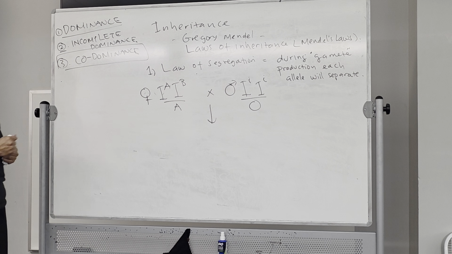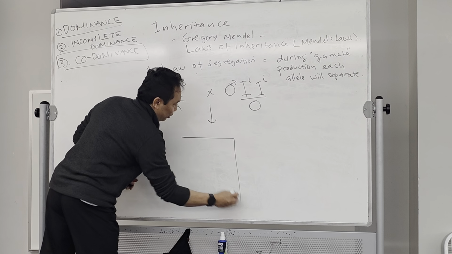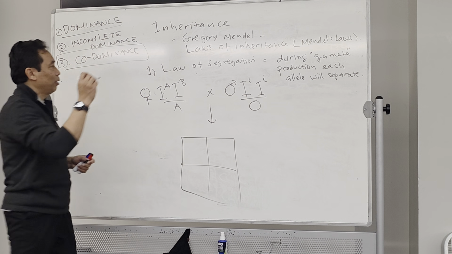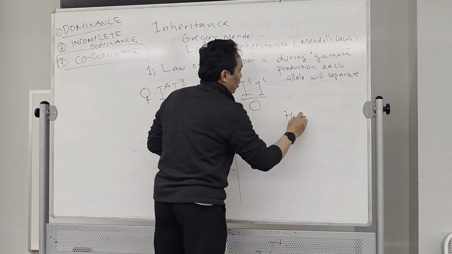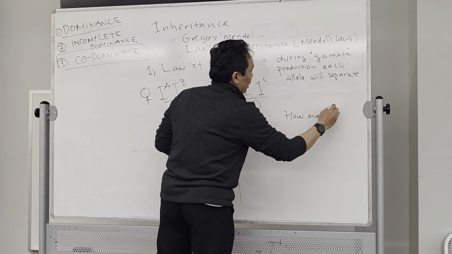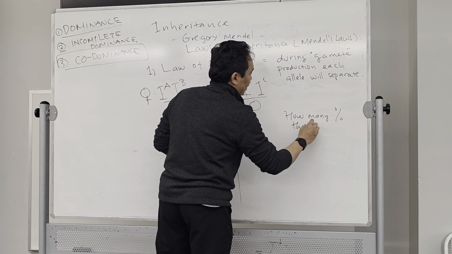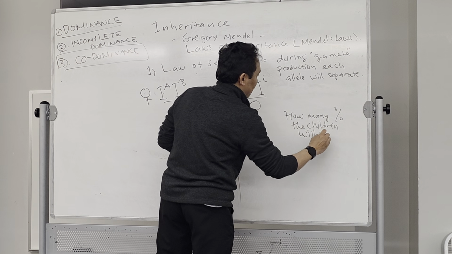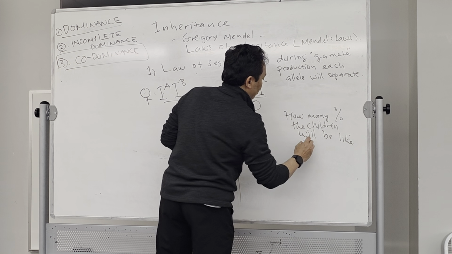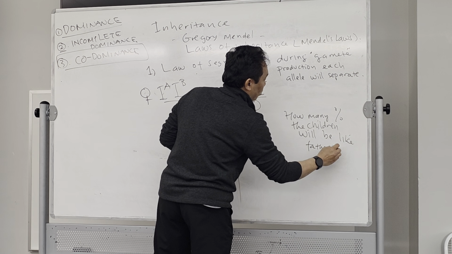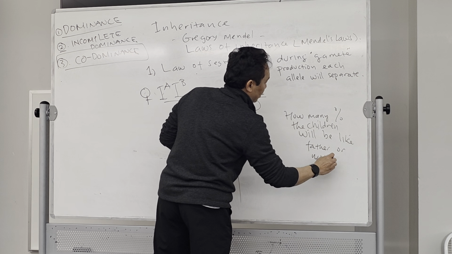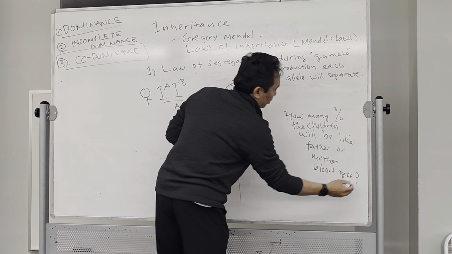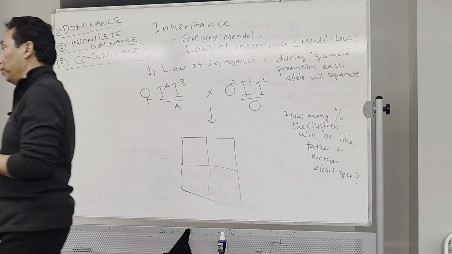How many percent will be like the father or the mother? Again, I give you the time to use a Punnett square and give the answer. The question is, how many percent of the children will be like the father or mother blood type? Right, that's the question.